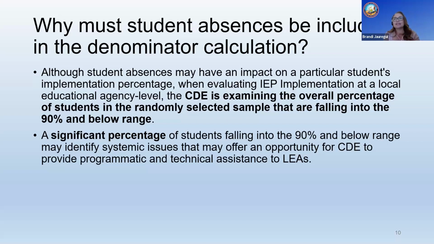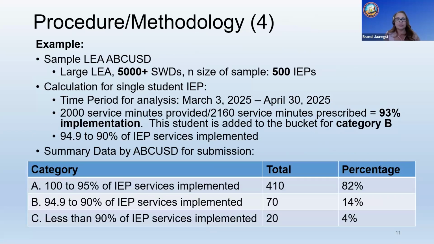All right, so let's take a look at an example here of how this would be calculated. So our sample LEA in this case is ABC USD. So this happens to be a large LEA. It's got over 5,000 students with disabilities. So the number of IEPs that they would be required to review is 500.